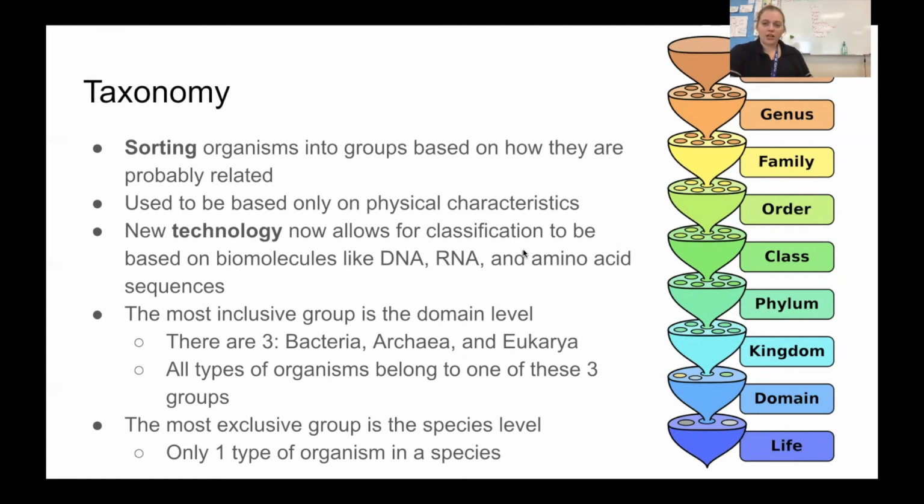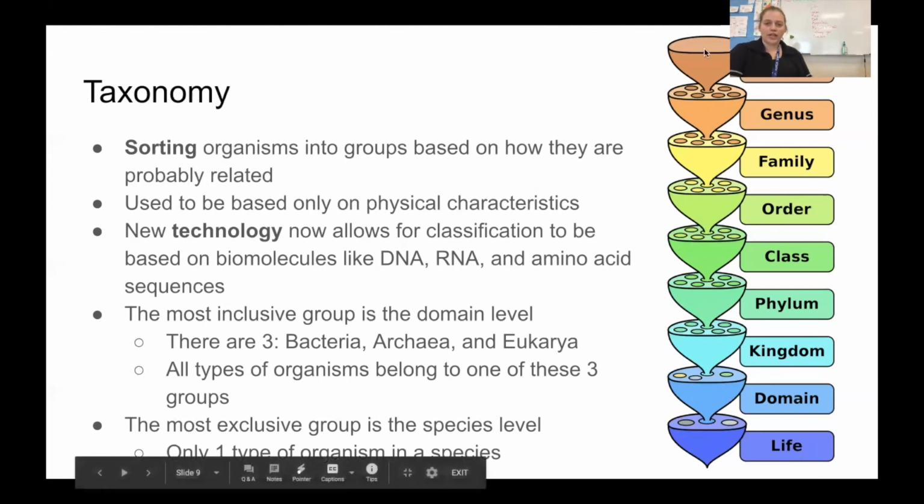So this technology allowing us to sequence these things allows us to look at how these sequences have changed very slowly over time. The more of a sequence two organisms, two different species, have in common, the more closely related they are, because that DNA is what's being passed from parent to offspring, and those DNA changes are being passed from parent to offspring. So we have these levels of classification from domain all the way down to species.